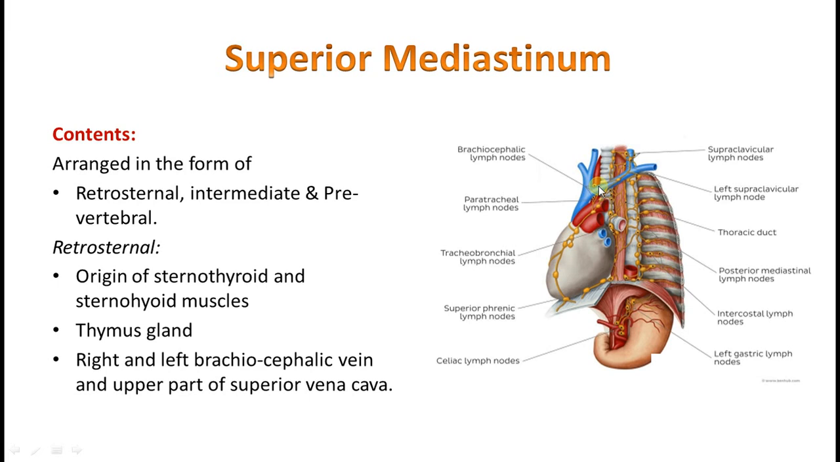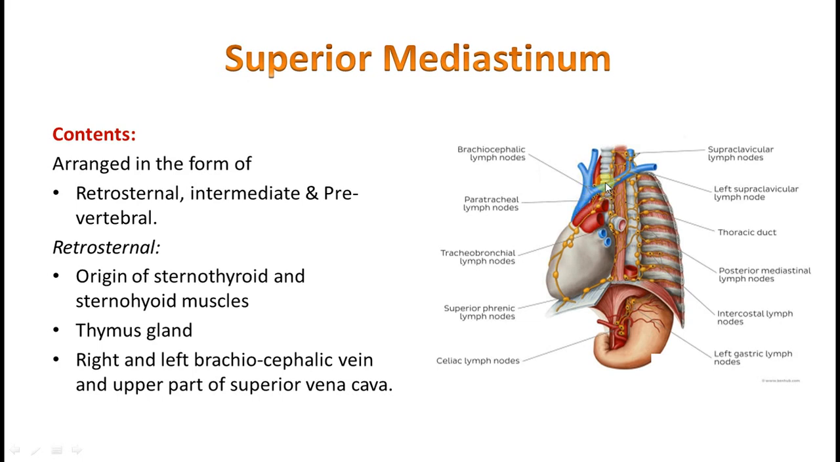Now, before that, sorry, there is just a small correction I would like to make. The veins don't fall under the intermediate structures. They are actually retrosternal only, because you know very well that the veins offer little resistance. So if they are present in between or posterior, naturally they might get compressed, and it might result in impedance of venous return. So the venous return might get affected. Because of that, even veins have to be present anteriorly.